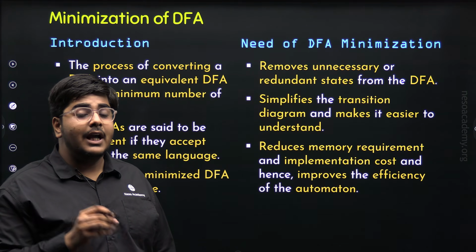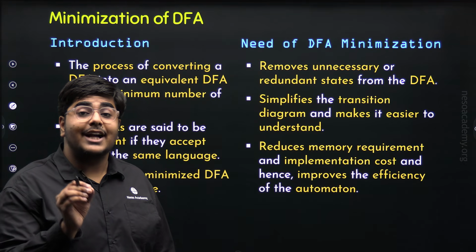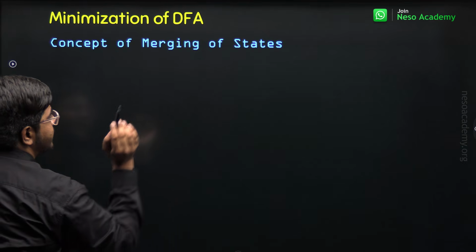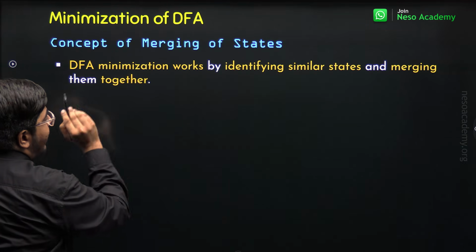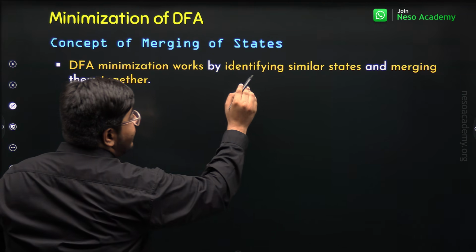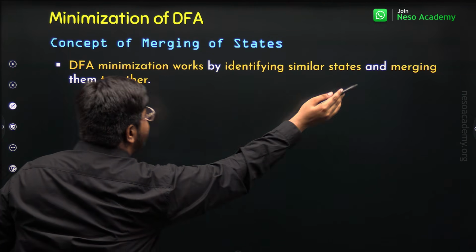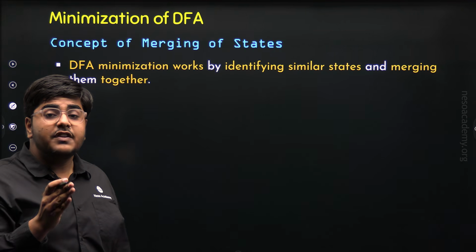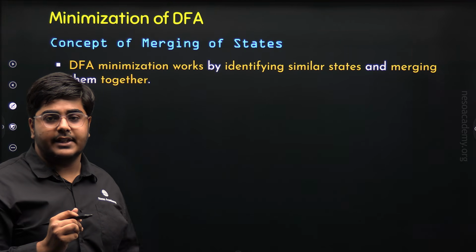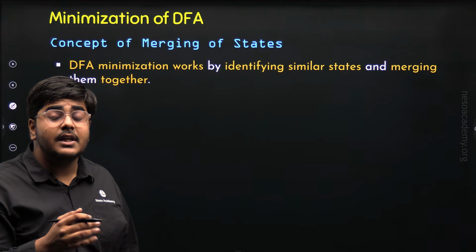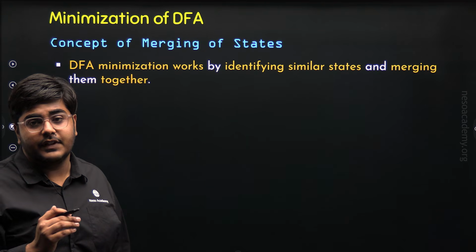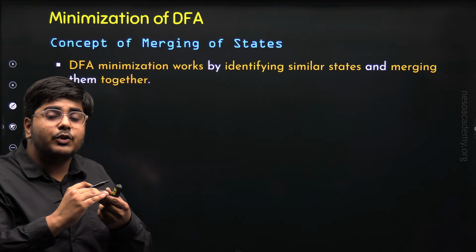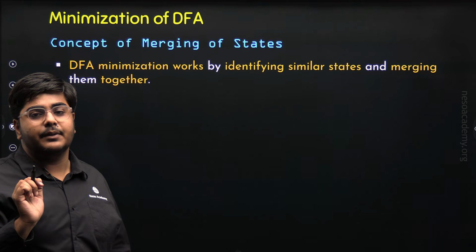Now let's understand how DFA minimization actually works. Concept of merging of states. DFA minimization works by identifying similar states and merging them together. In DFA minimization, we first identify the similar states. The similar states means the states having the same behavior. And when we identify the similar states, we merge them together to form one single state.